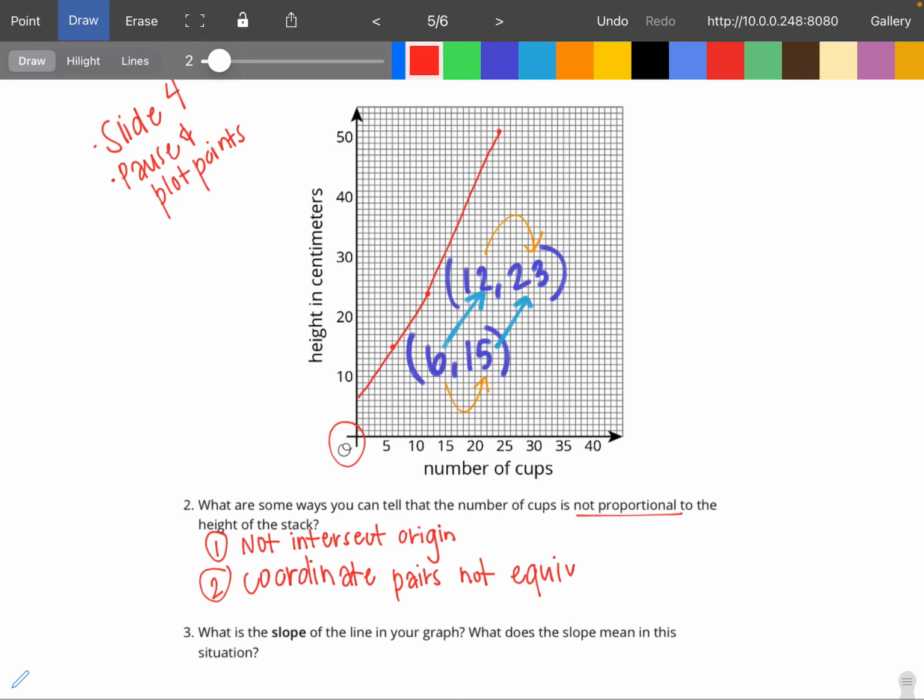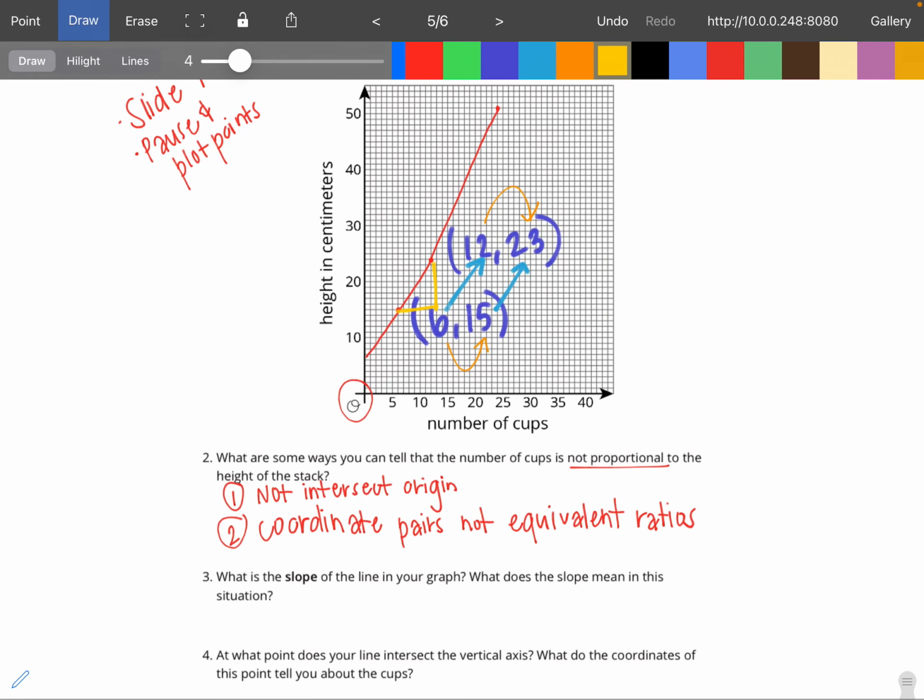Now, even though they're not proportional, we can still find the slope, because if we look at the triangle that we get here, we can still find a base and a height, and that's all we need to calculate the slope. So in this case, the base is 6 and the height is 8, because I'm going from 6 to 12, which is 6, and then I'm going from 15 to 23, which is 8. So the slope is y over x, which is 8 over 6, which is actually 4 over 3 simplified. And 4 is our y value, it's centimeters, and 3 is our x value, it's cups. So it's 4 over 3 centimeters per cup.